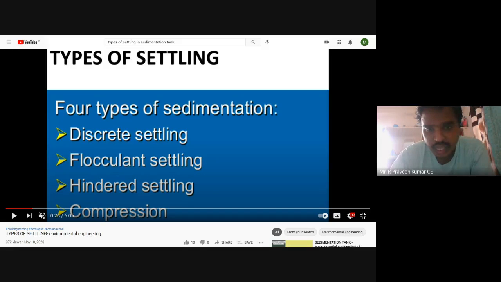Coming to the flocculent settling, due to the high solid concentration, the particles stick with other particles, and automatically the shape and size of the particles change. The mass of the particle increases, so it settles much faster at the bottom of the tank. Coming to the hindered settling.